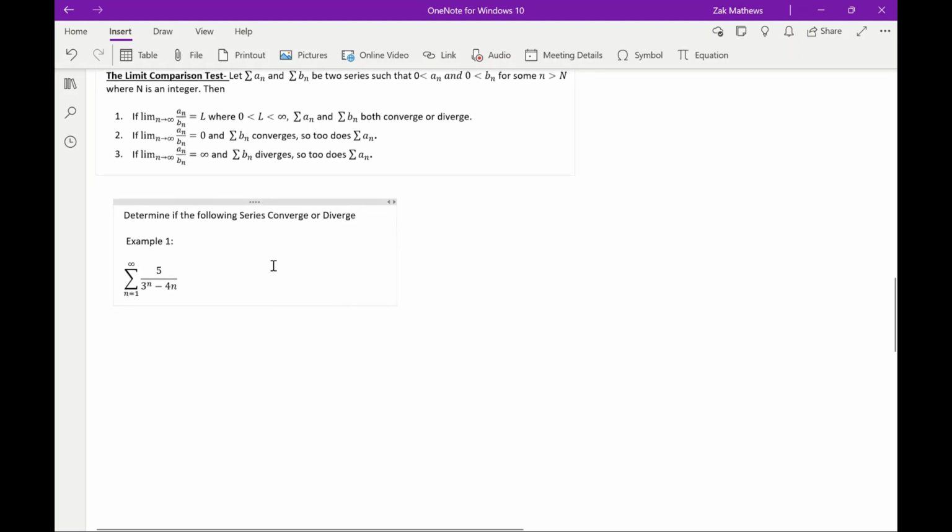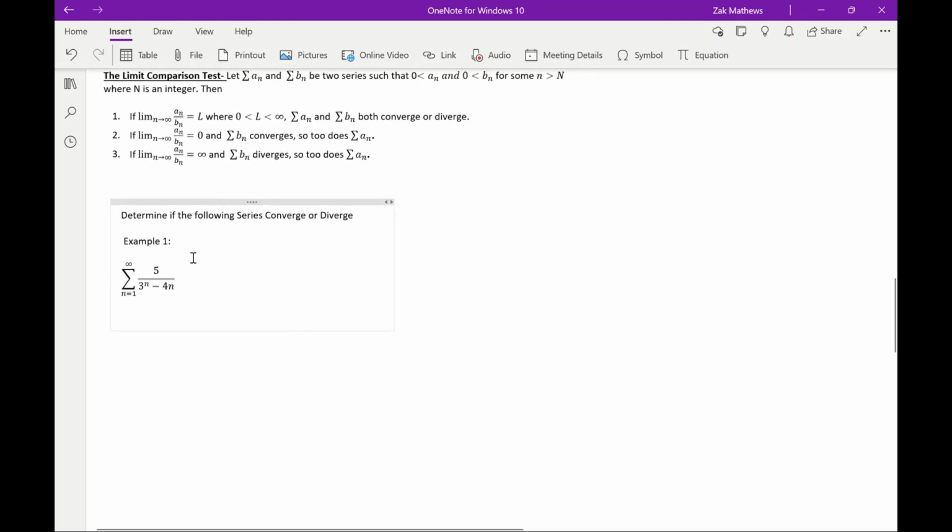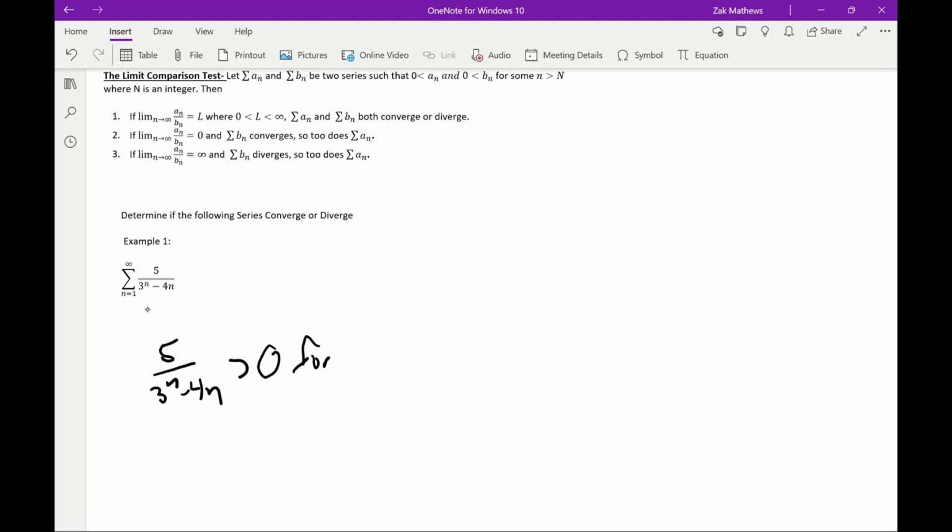Okay, so let's take a look at an example. Here we have a series. We'll determine if it converges or diverges. n is equal to 1 to infinity. And notice that we don't have a series that is always larger than 0, because if we were to plug in n equals 1, 3 minus 4 is a negative value. But again, we just need it to be true for some n large enough. And so 5 over 3 to the n minus 4n is greater than 0 for n greater than 1, meaning greater than or equal to 2. So it is positive for a large enough value.